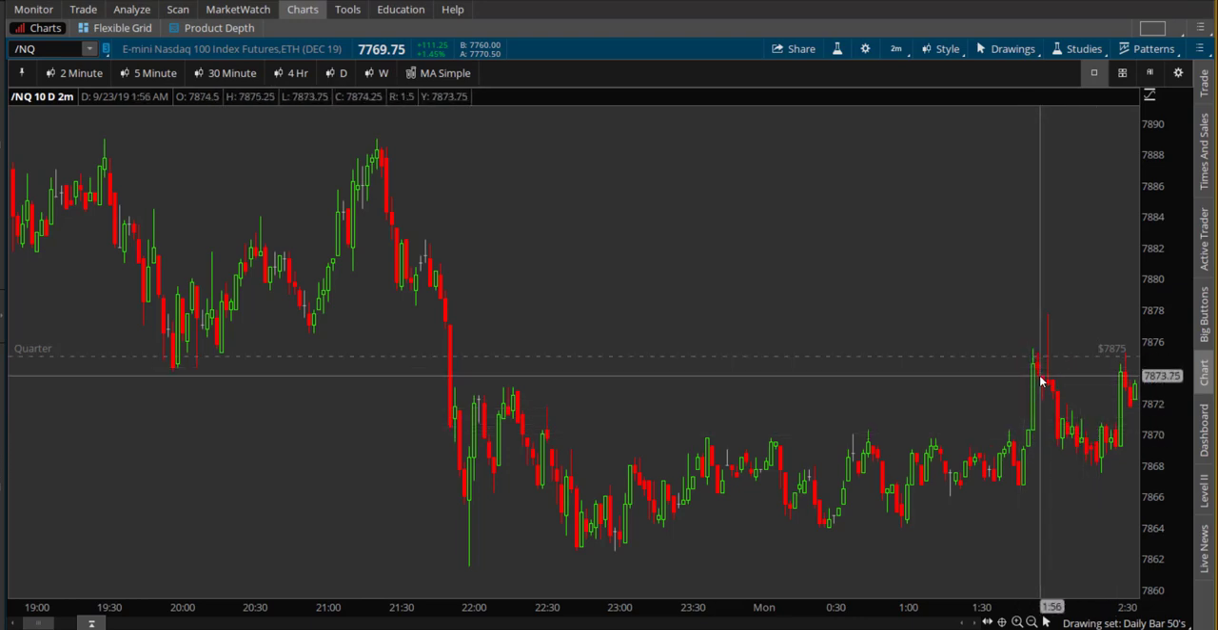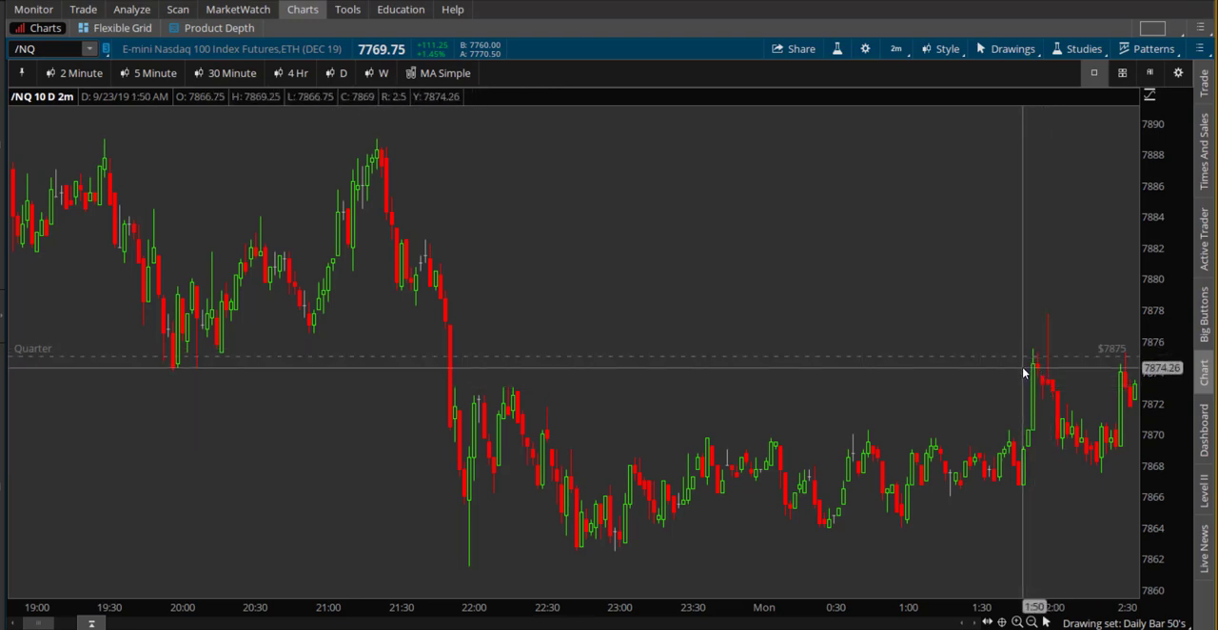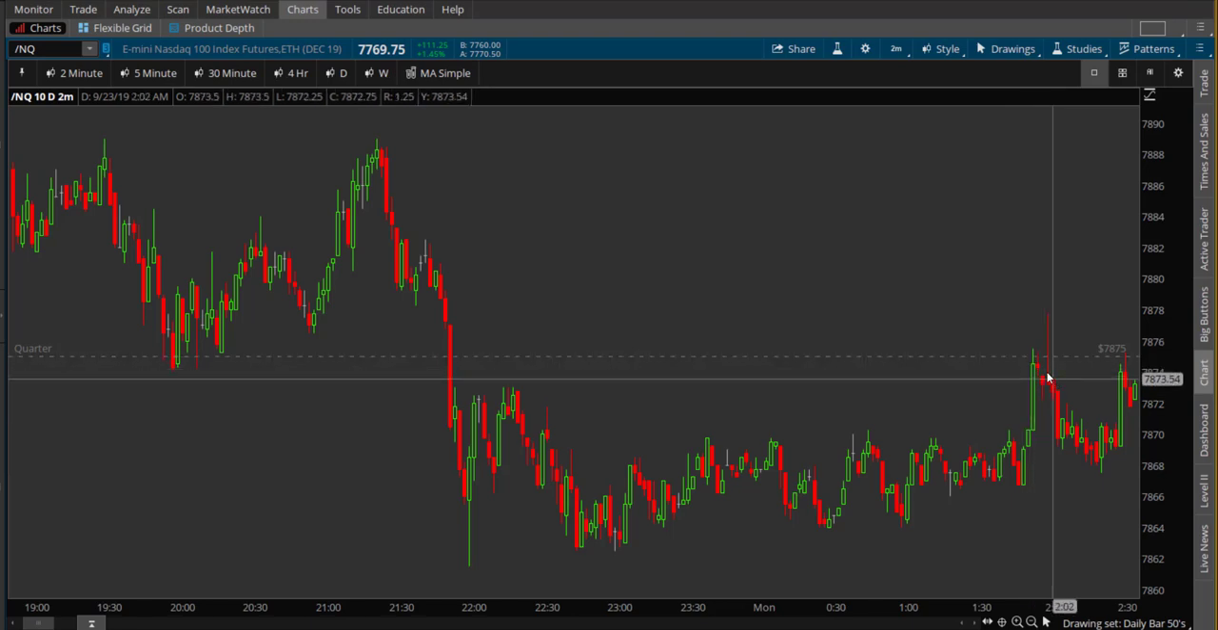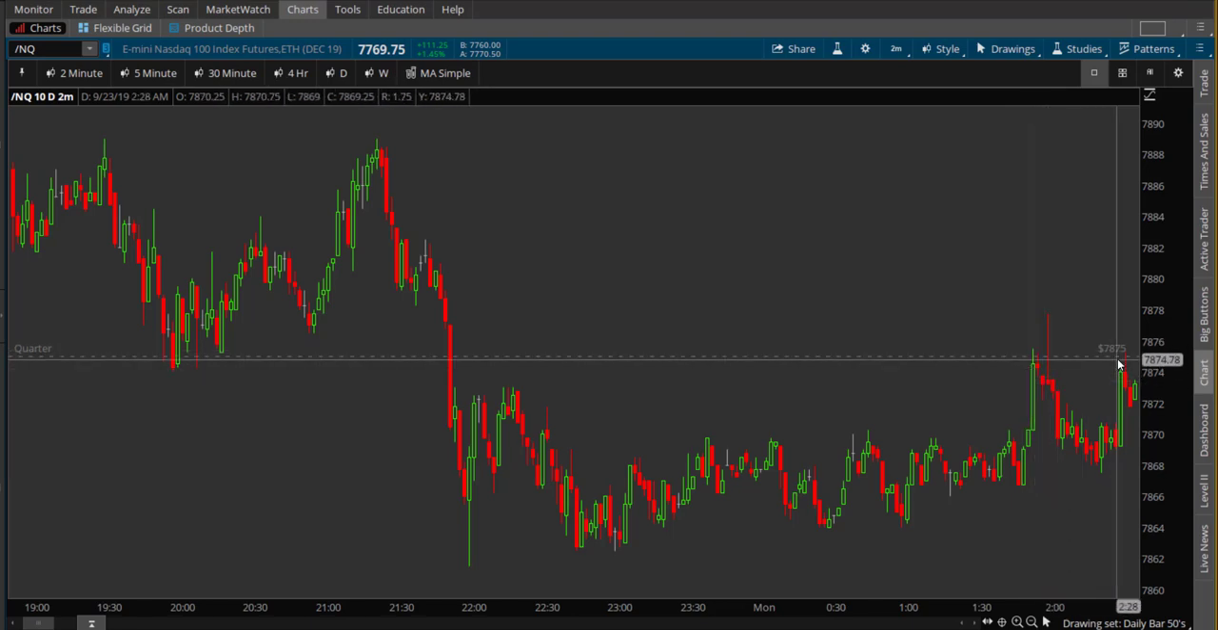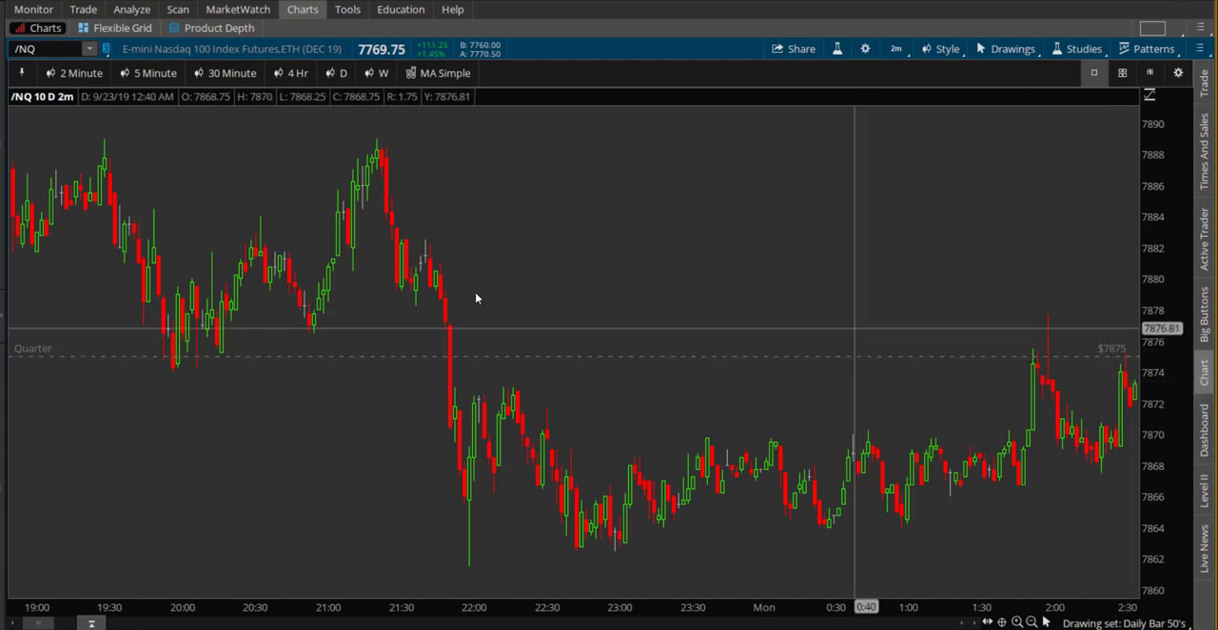But look at the rejections. These rejections, see 1, 2, 3, 4 candles here. That's 8 minutes, almost 10 minutes. This wasn't a strong rejection. This was a soft rejection. Price eased off away from the 75.